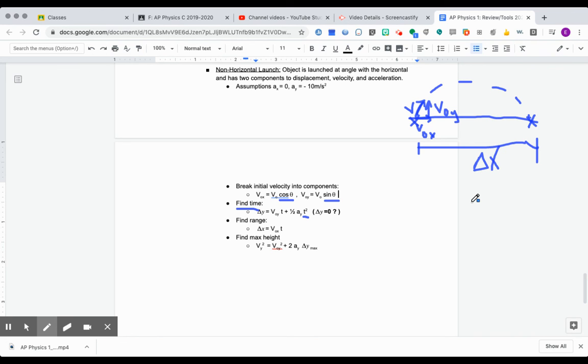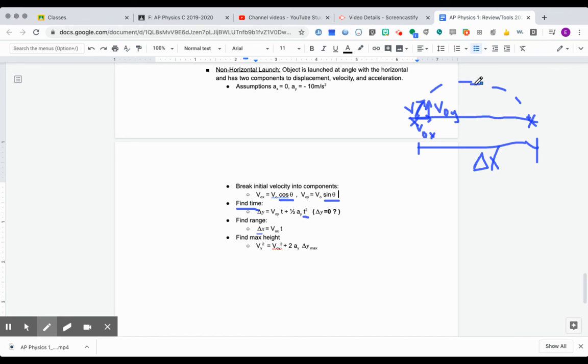Okay, next step is the same as horizontal launch. We find the range using the x component of the initial velocity and the time we solved for in the previous step. Or if we don't know the initial velocity, we can use range and time to find the initial velocity.